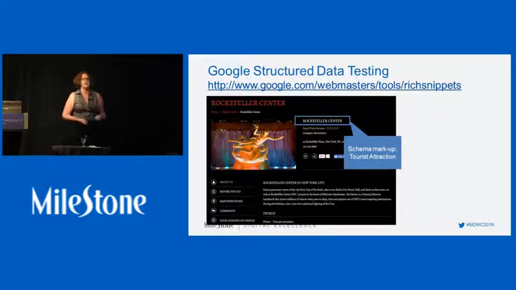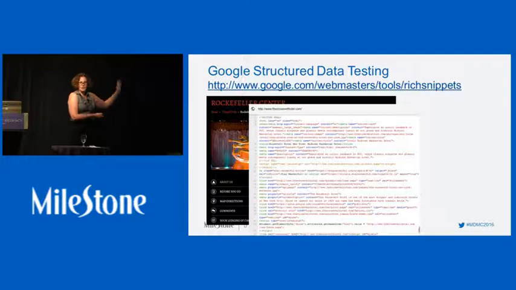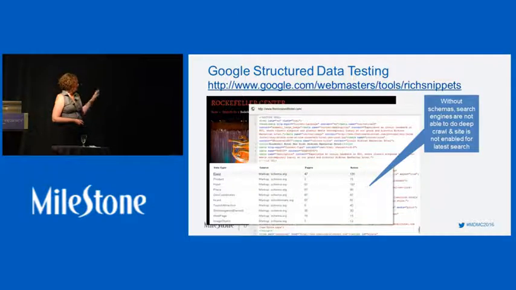Now, Benu did highlight this briefly this morning. So you go to this website, or you look at your website in this tool. And here I'm using the example of the Rockefeller Center. It has the schema markup tourist attraction. This is all the code that Google gives you in the Structured Data Testing tool. Yes, the schema is buried in there. And you can see on which pages it has schema and what the schema markup is.